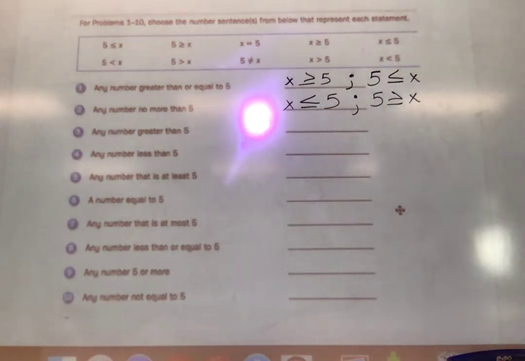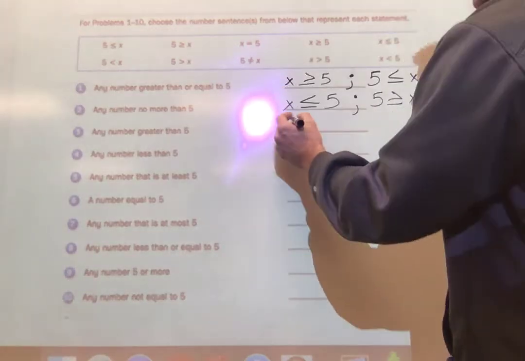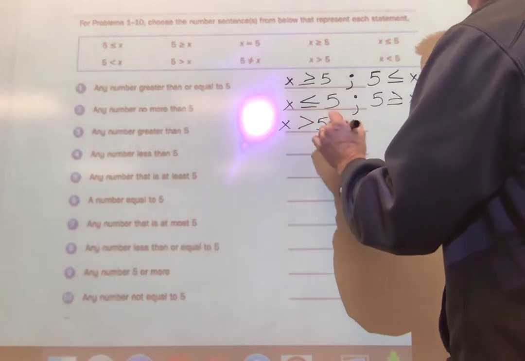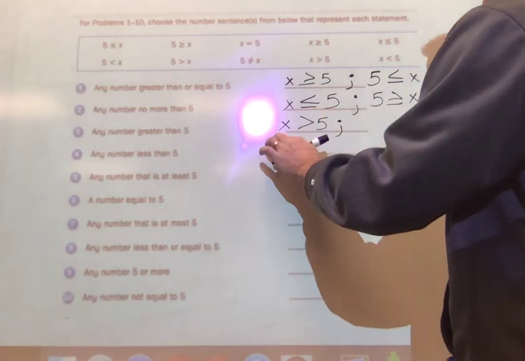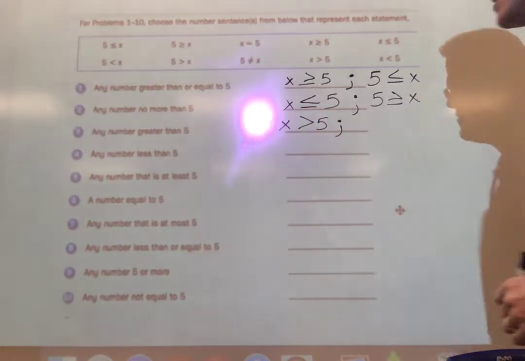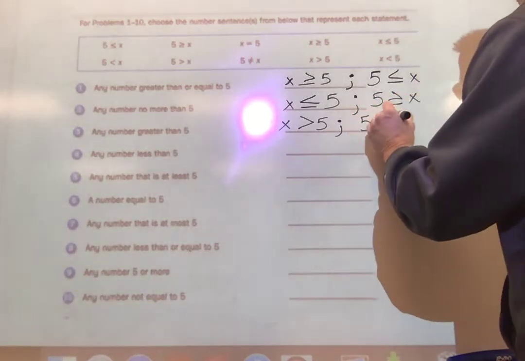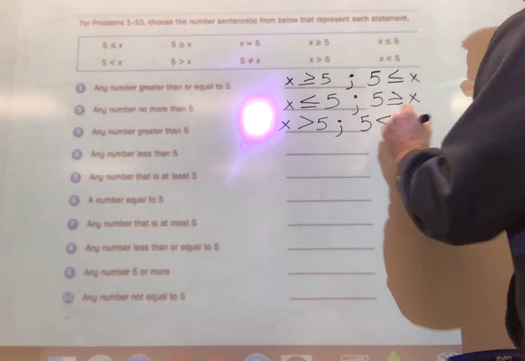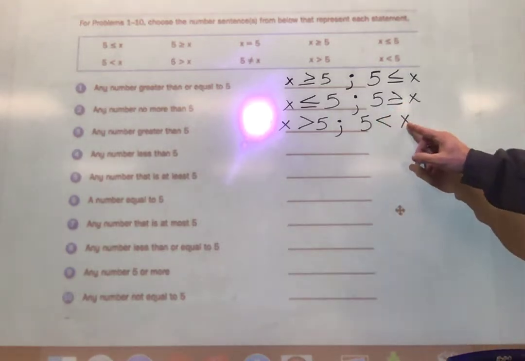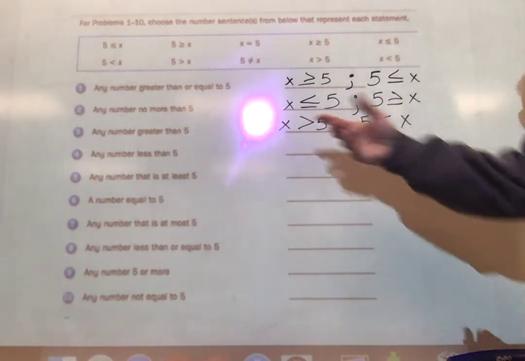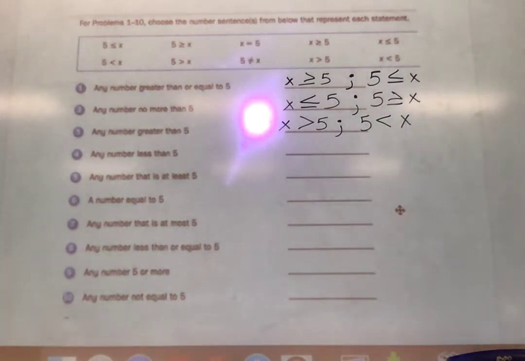Okay, number 3, any number greater than 5. So now it can't equal it. So any number greater than 5, x has to be greater than 5. Again, practice reading these as you go. X is greater than 5. So at the same time, I can also have 5 is less than x. Okay, the bigger mouth is facing the x, which means x is larger. We read it, 5 is less than x, which means x is greater than 5. These mean the same thing.